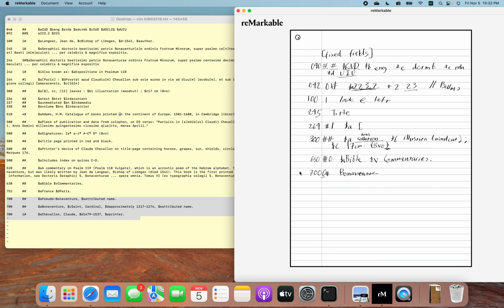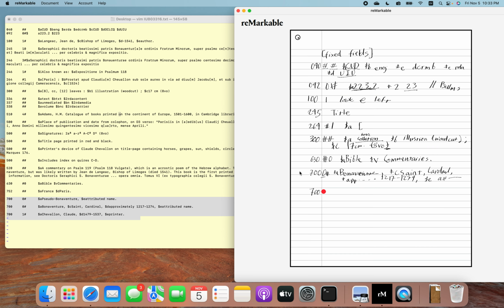Bonaventure. And then the C here is giving more information about disambiguation, as you might know the word from Wikipedia, saying, well, which Bonaventure? Well, it's the saint and cardinal, and his dates were approximately 1217 to 1274. And we use that relationship designator again, attributed name, in this case, not the author.